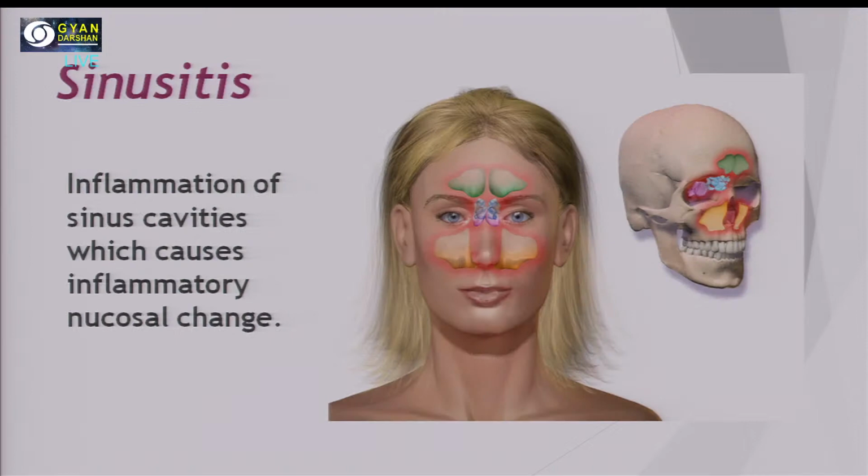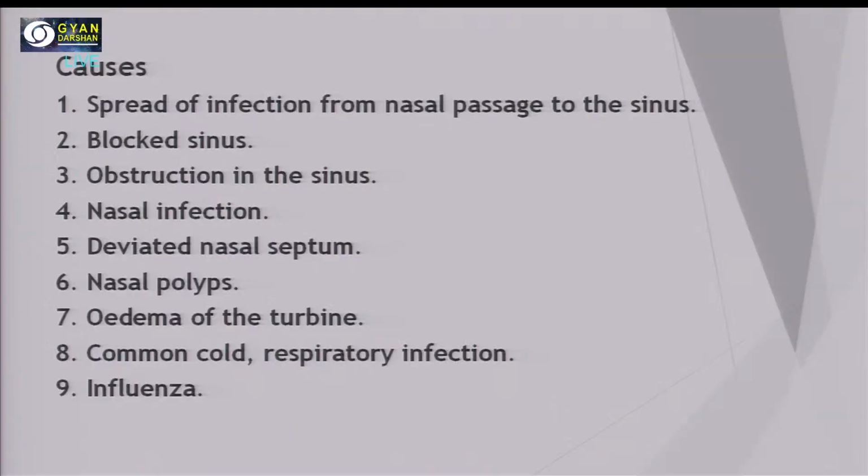The next problem is sinusitis. There are four sinuses, as you can see highlighted in green color as well as yellow color. These four sinuses can have infection, and this leads to inflammation and also mucosal changes, which is known as sinusitis. There are various causes. Most common is the allergy. Then the associated rhinitis can also cause sinusitis.